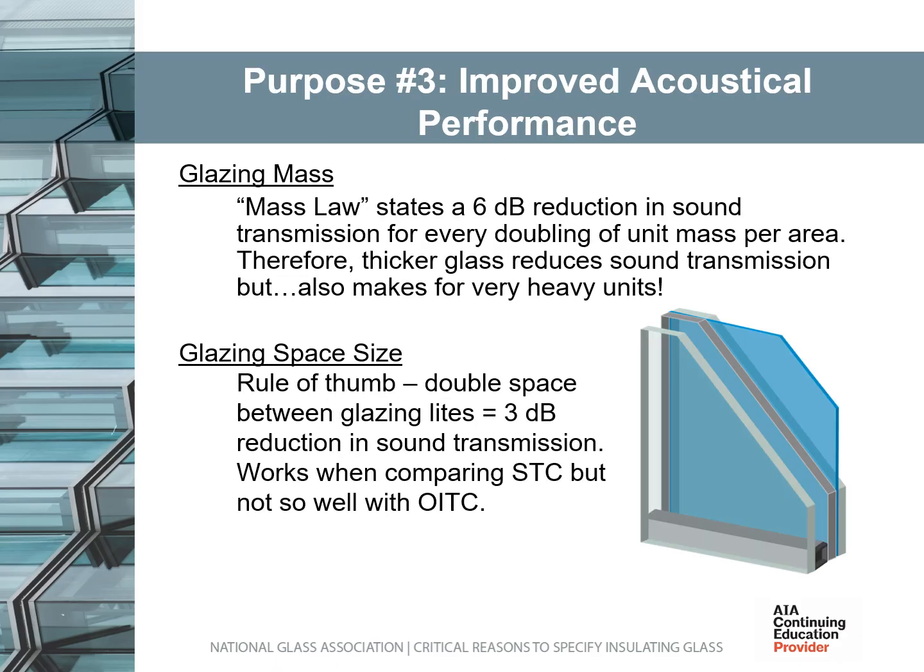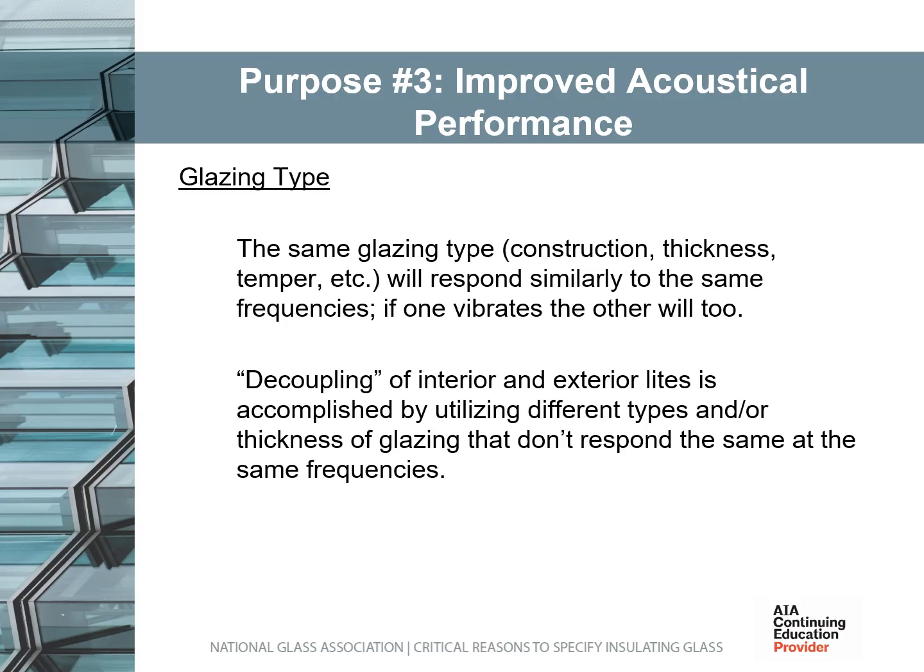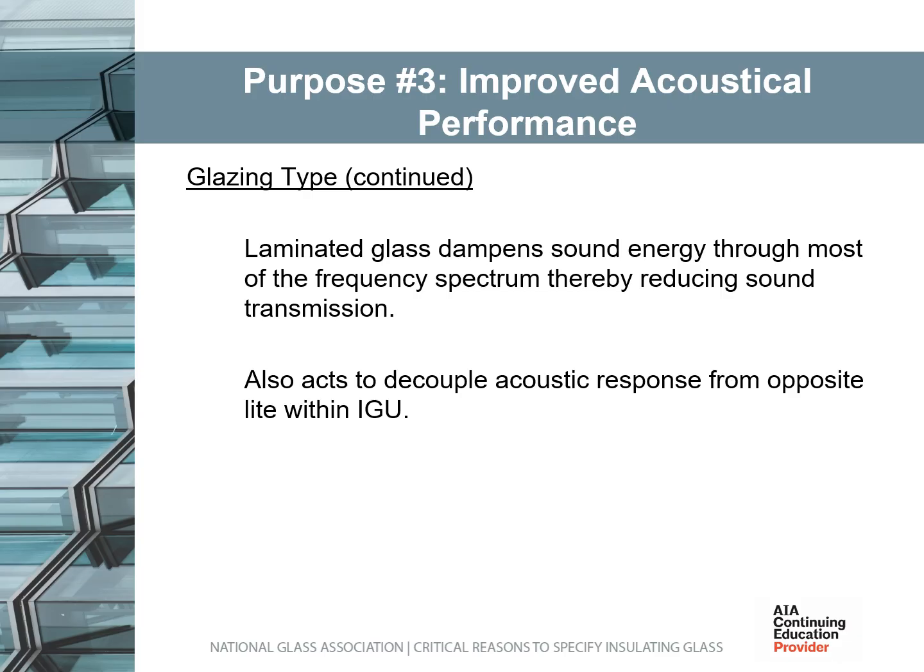As noted before, relying solely on mass and glazing space to improve acoustical performance results in a big, heavy unit. By having interior and exterior lights of different types and/or thickness, sound transmission from one light to the other is reduced, as each light has different resonant frequencies. Acoustical interlayers absorb a range of sound frequencies to prevent transmission to the interior light. This also acts to decouple the system when used with a monolithic interior light.